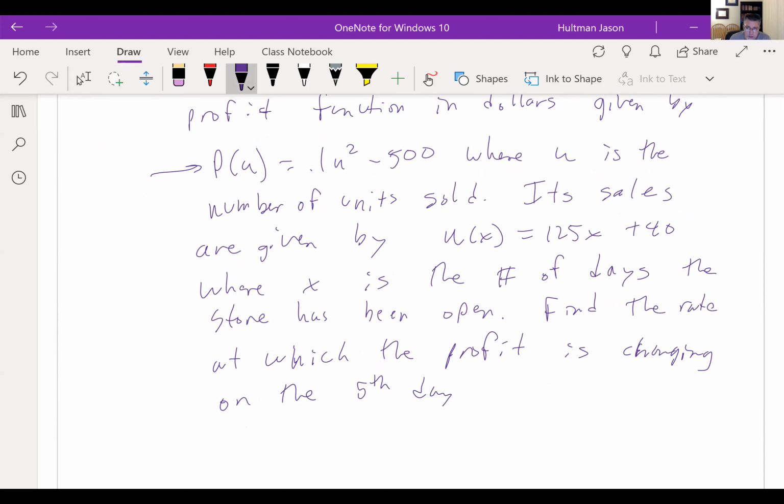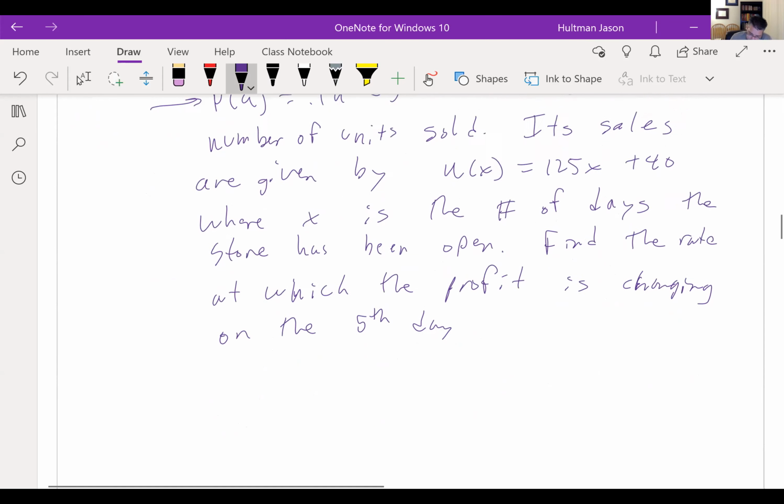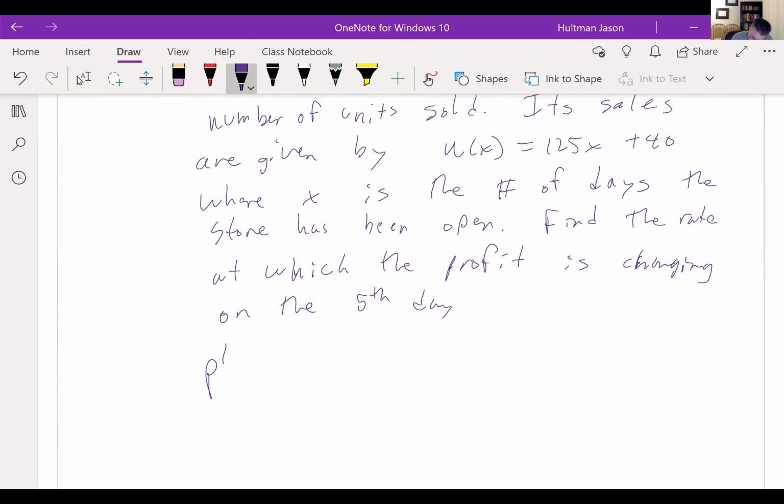Okay, so we need to know what's the change in profit. Well, that's going to be P prime of u, right? P prime of u. But what was u? Well, this is not just u, this is u of x. So this is going to be the derivative of P of u of x, right? So this is a function inside a function. So we want the derivative of a nested function. So that's going to be the chain rule. Okay. So this is going to be equal to P prime of u of x times u prime of x. Oh, okay.